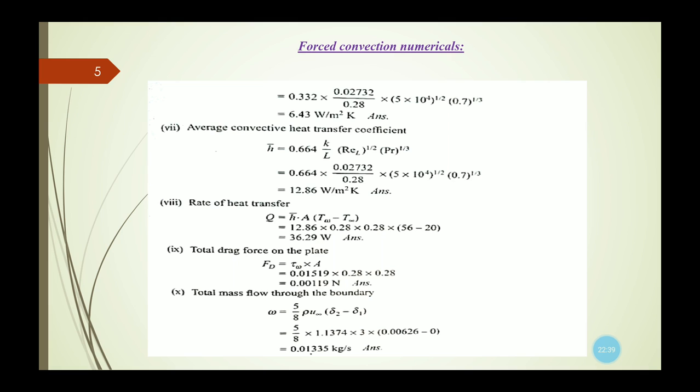Next, to calculate the total drag force on the plate, we need to use this formula of the total drag force, Ft equals shear stress multiplied by area. This is the formula for the total drag force. So putting all these values, we have calculated the total drag force, which we are getting as 0.00119 Newton. And lastly, we need to calculate the total mass flow through the boundary.